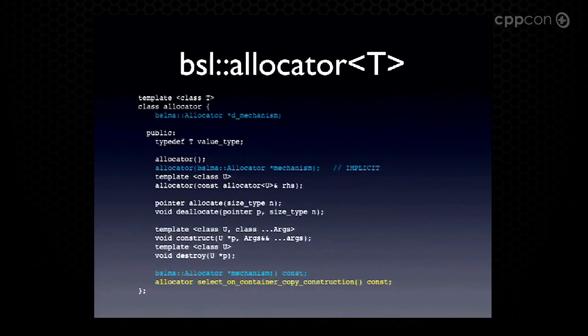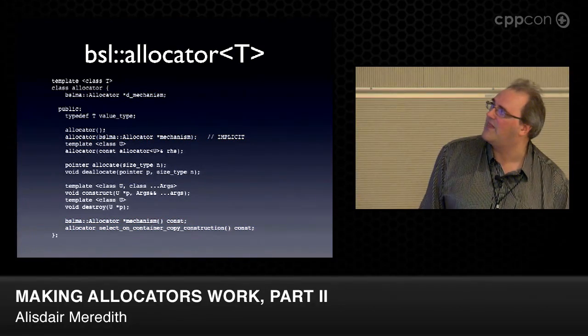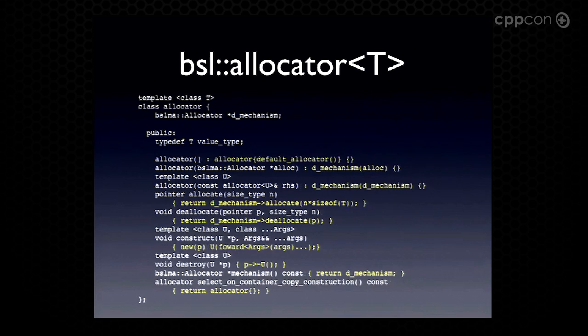And of course, we have the new C++11 select_on_container_copy_construction that should actually be taking an argument for another allocator. That's another typo on the slide, sorry. So we should have another argument here that's an allocator by const reference, but we're going to ignore it and return what in Bloomberg will be a default allocator. So there's the interface.